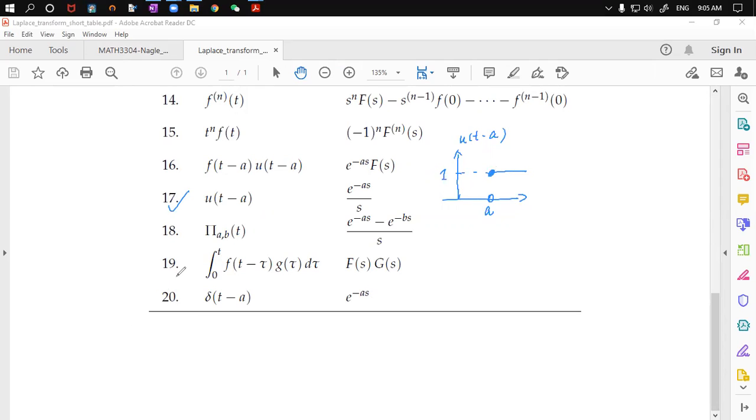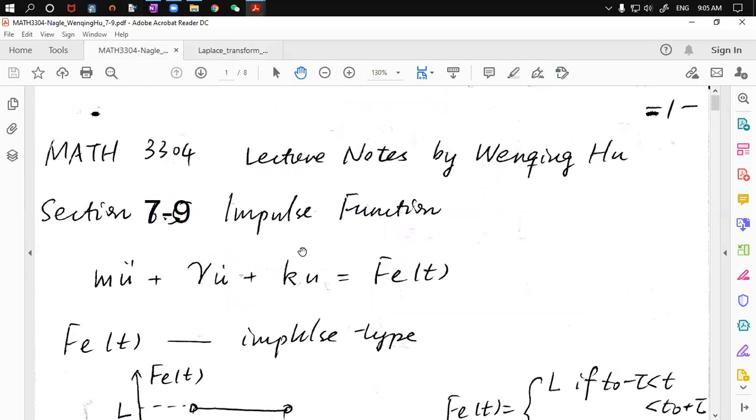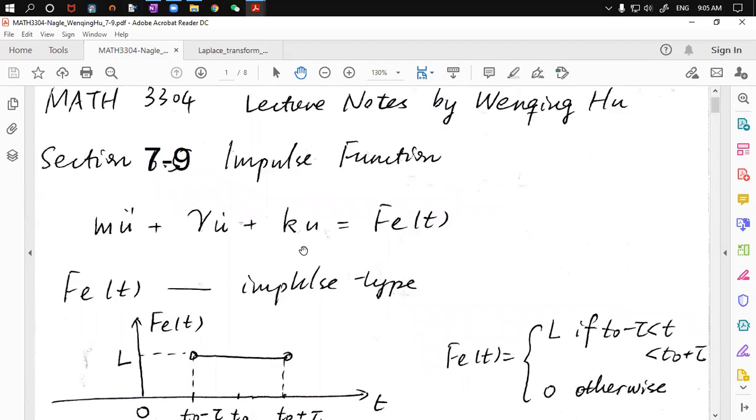For line 19, the f and g should correspond to capital F and capital G in the Laplace transform. So the notation in 19 is clear, yet the proof of 19 is not clear at all. We're going to focus on these three lines of the Laplace transform table for the rest of this chapter. That's the announcement of what we are going to do. For today, we're going to look at 18 and 20. We're going to be talking about the impulse function.